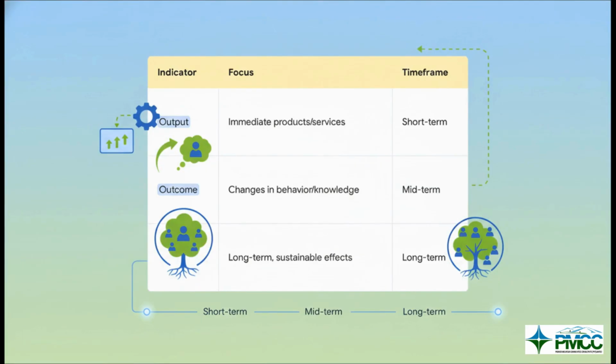Outputs, that's the stuff that happens right away, the immediate products of our work. Then you have outcomes. These are the changes we start to see in people's knowledge or skills, kind of in the midterm. And finally, you have impact. That's the big picture, long-term, lasting change we're hoping for.